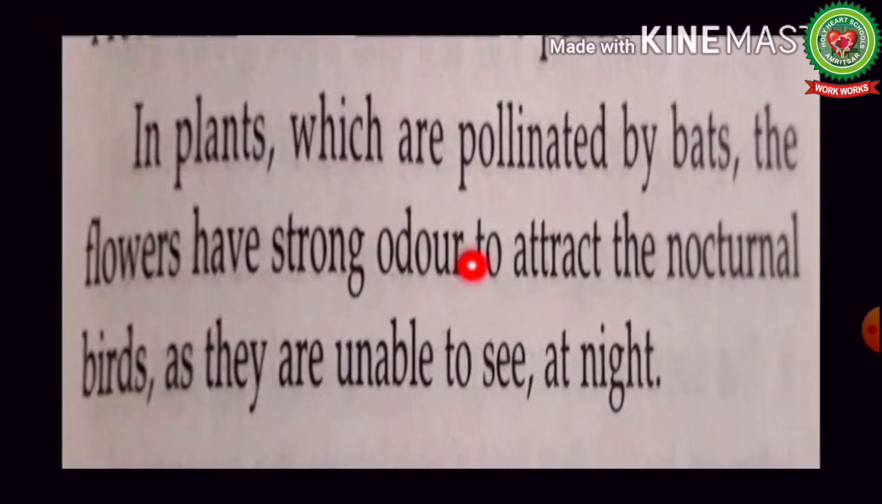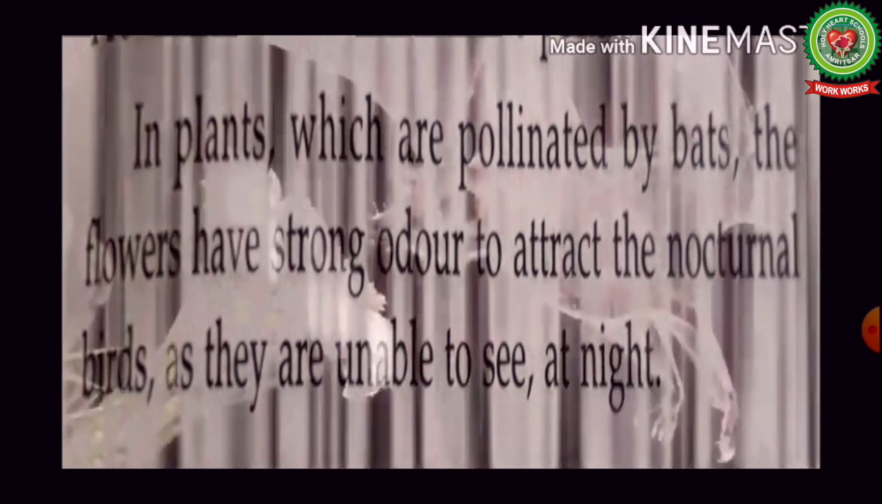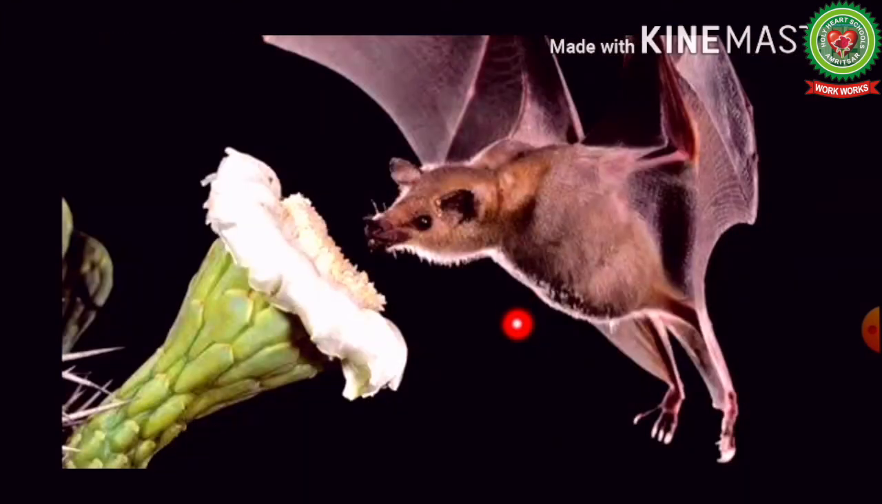In plants which are pollinated by bats, the flowers have strong odor to attract the nocturnal animals as they are unable to see at night. Nocturnal means active at night time.